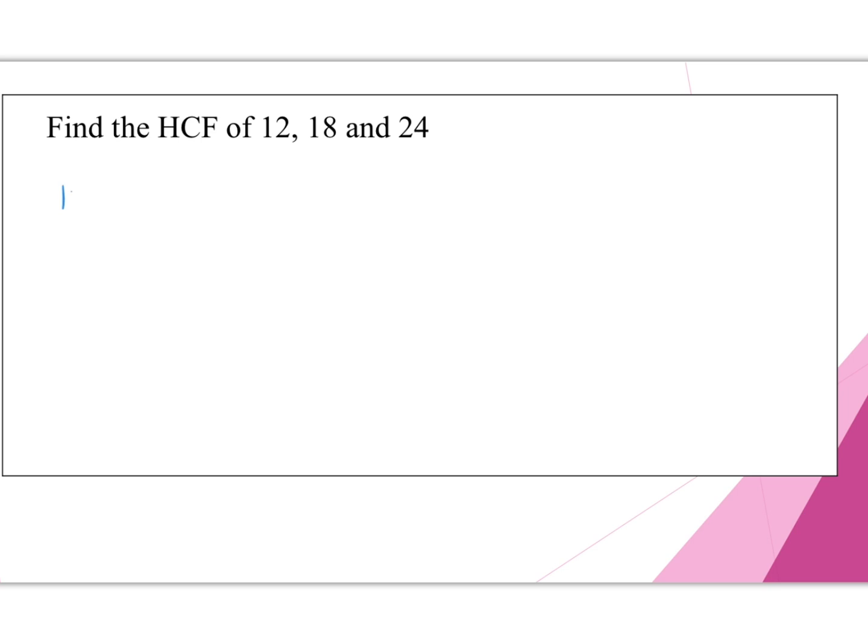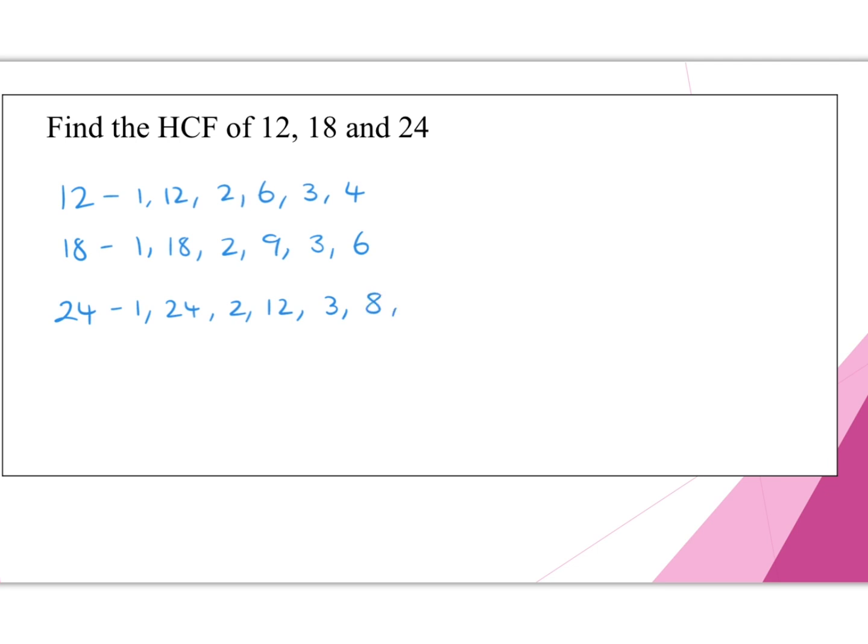Okay, so we already had our factors of 12 and 18 from the previous question. So let's write those down. So now we need to find the factors of 24, and I'm going to use the same method. So I'm going to go along with my factor pairs, 1 and 24, 2 and 12, 3 and 8, and 4 and 6. So now I'm going to have a look for which numbers are in all 3 lists.